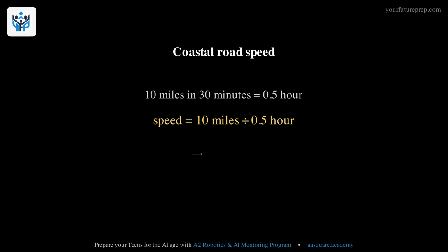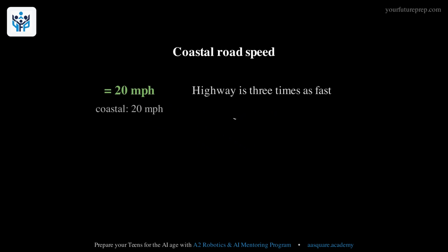Start with the coastal road. Anne drove 10 miles in 30 minutes. 30 minutes is 1/2 of an hour. So his coastal speed is 10 miles divided by 1/2 hour, which is 20 miles per hour. On the highway he drove 3 times as fast. 3 times 20 miles per hour is 60 miles per hour.